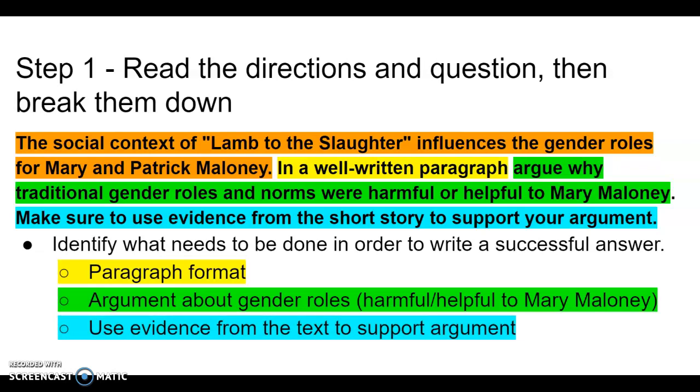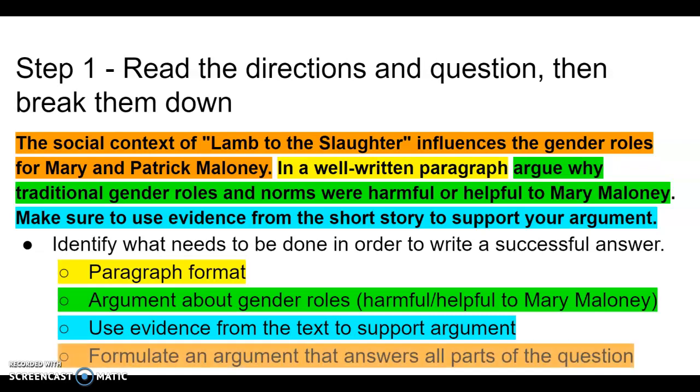I need to use evidence from the text. In the case of a test where you don't have the text in front of you, you're probably not going to be quoting the text, but you might be referencing specific scenes or plot points or characters or symbols. If I do have the ability to do a writing assignment where I have the text available, then I'm probably going to be quoting and citing that piece.